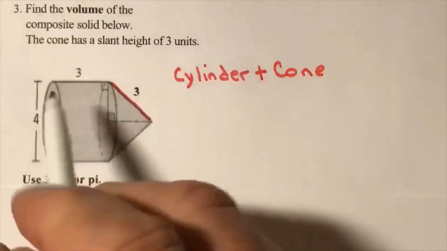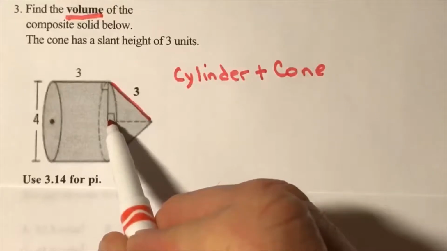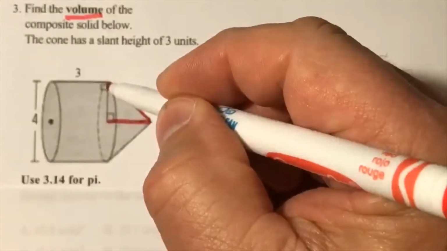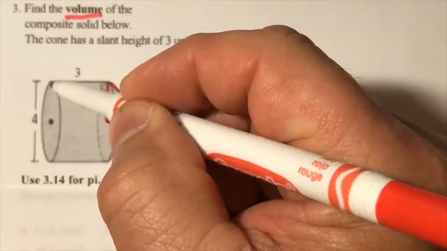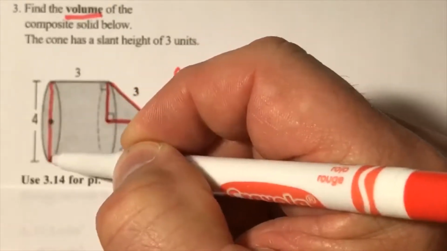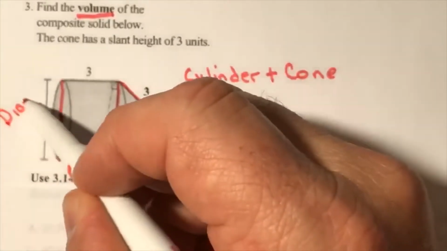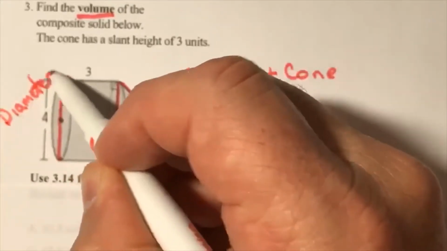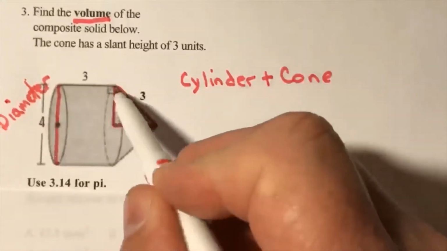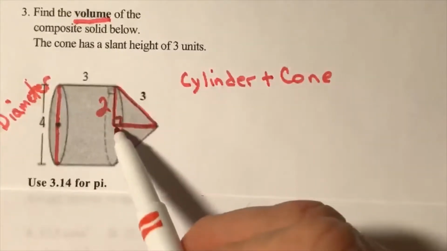All right, we know we're doing volume. Underline that. I don't have the vertical height for my cone. I have to find it. Here's my vertical height, and this is the radius. Diameter goes all the way across from one point on the circle through the center to the other point on the circle, and that is 4. That's diameter. So diameter is 4, divided by 2 is 2. That's radius.